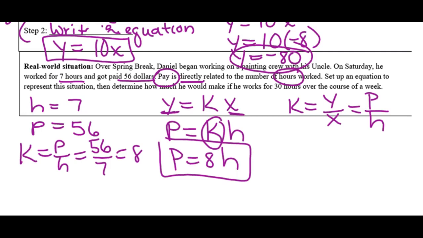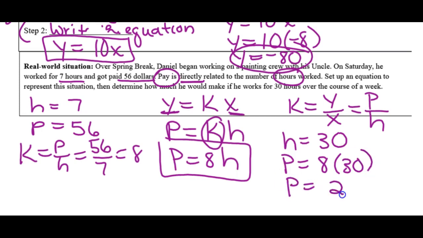Then it says set up an equation, which we did, then determine how much he would make if he works 30 hours over the course of a week. So our h here is 30. So we're taking our equation, p is equal to 8 times h, but we have a new h of 30. So our p is going to be $240. That's how we would do this direct variation in the real world.